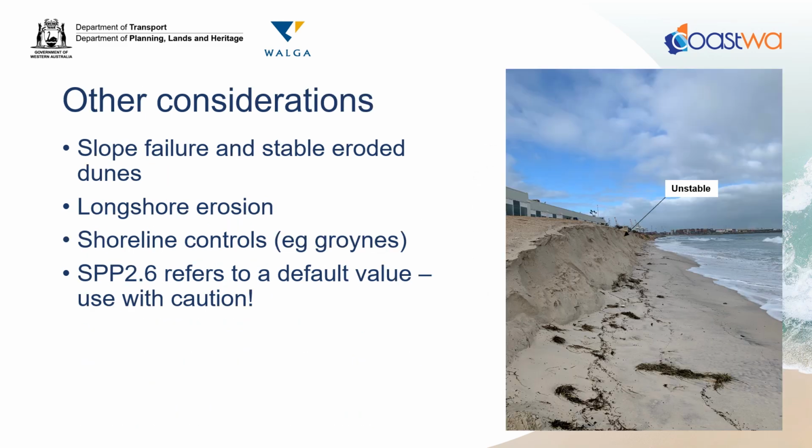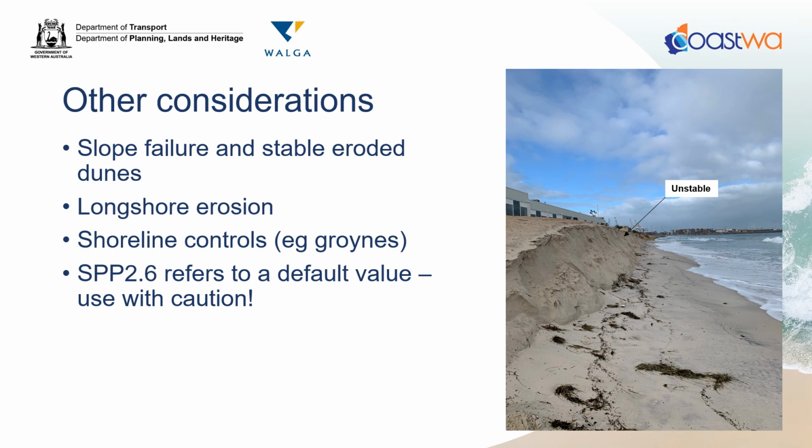Along with the output of the modelling of the design event, there's a number of other considerations we should think about in determining our S1 allowance. These include the slope failure and the stability of the eroded dunes after the design storm. You can see in the photograph on the right here a typical sandy beach after a storm event, where we've got a really steep vertical face at the front of the dunes, and that's obviously unstable in the longer term. So we want to make sure we're accounting for that slope failure in our allowance.